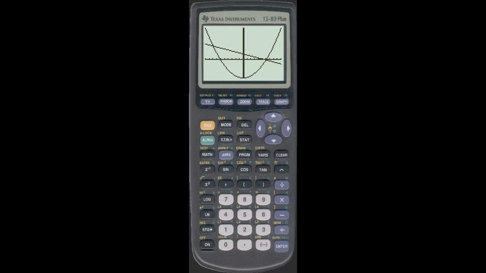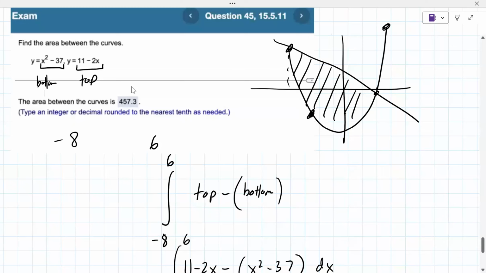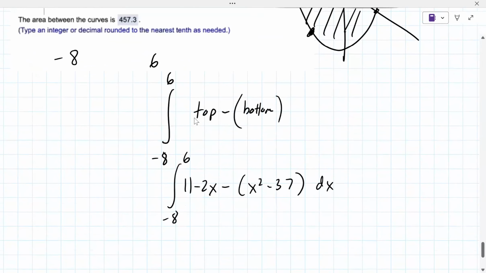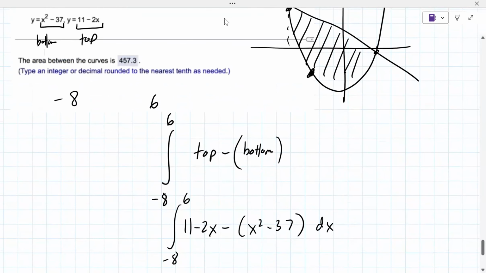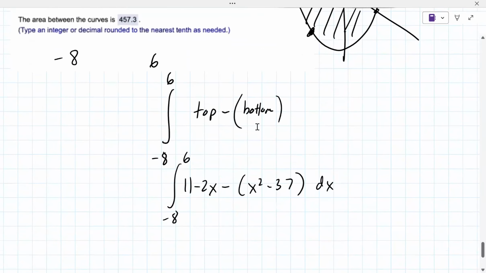Oh, I'm sorry, you're not seeing my screen. I went back to the screen. That's okay, that's why. So it's top minus bottom. Top is the line, bottom is the quadratic. Make sure you put the bottom in parentheses. If you don't, you could get something really unusual. And then you're just using your calculator again, math 9, fnInt.